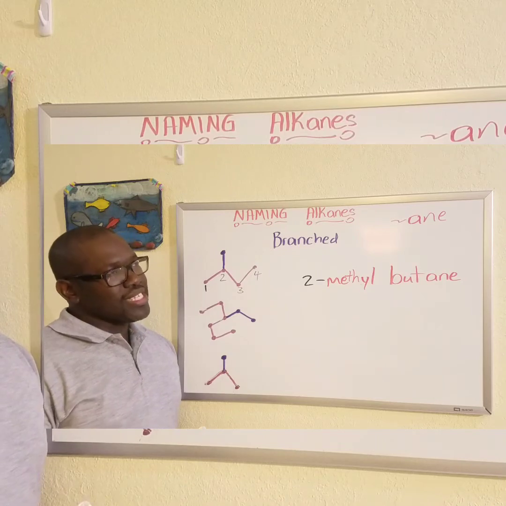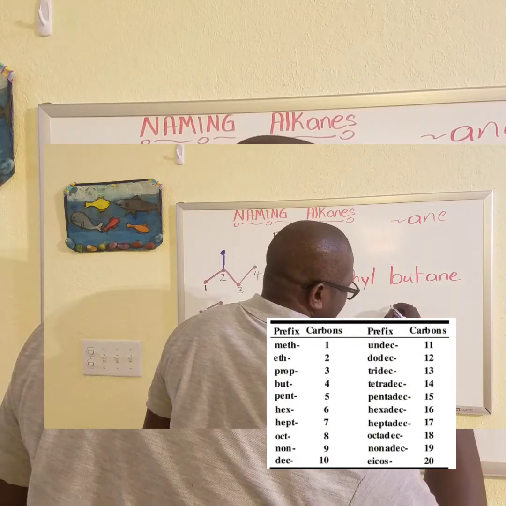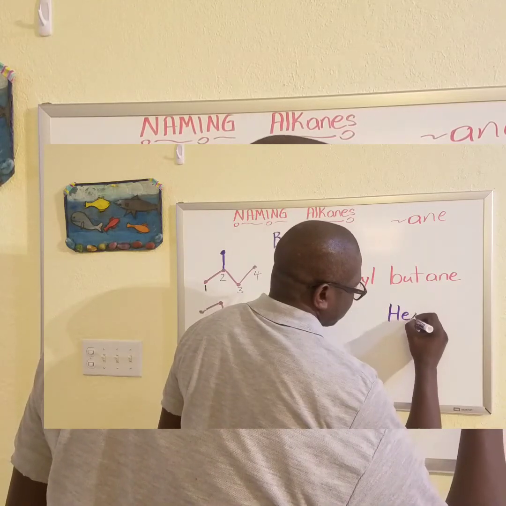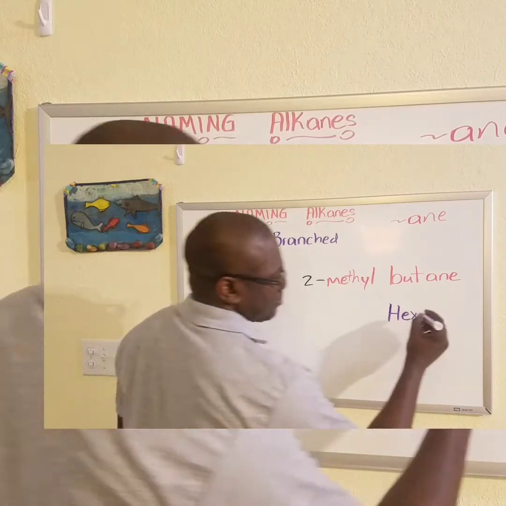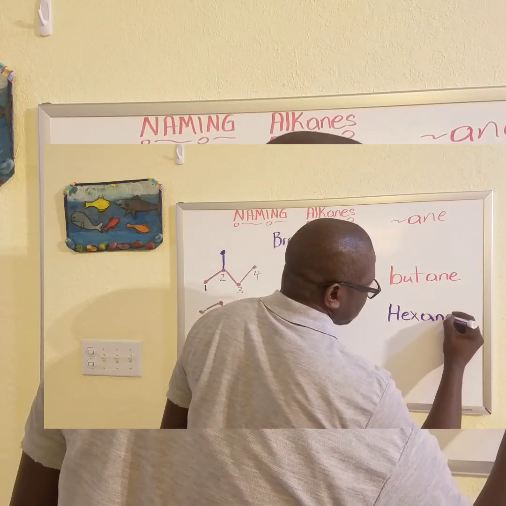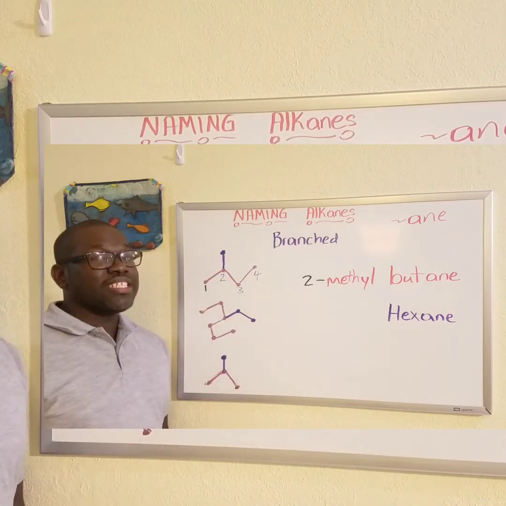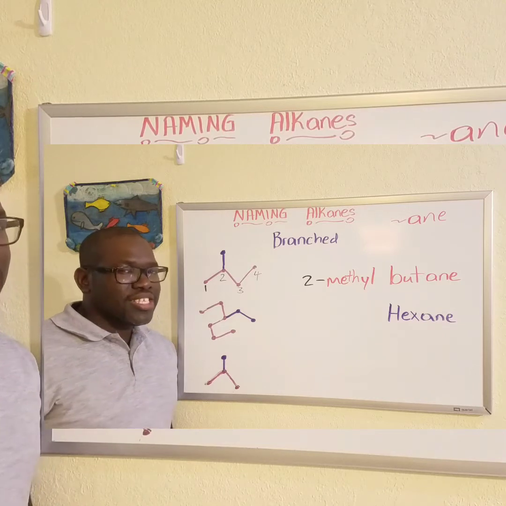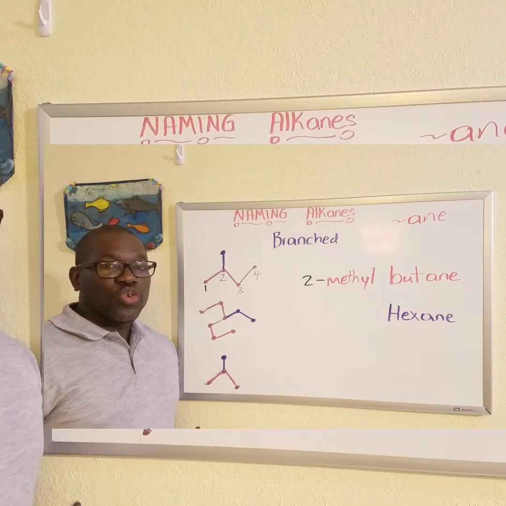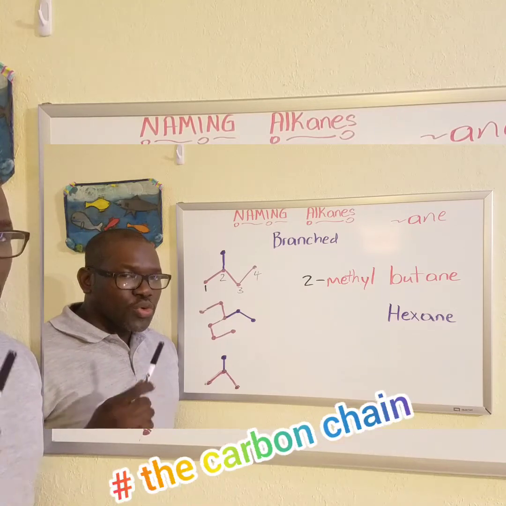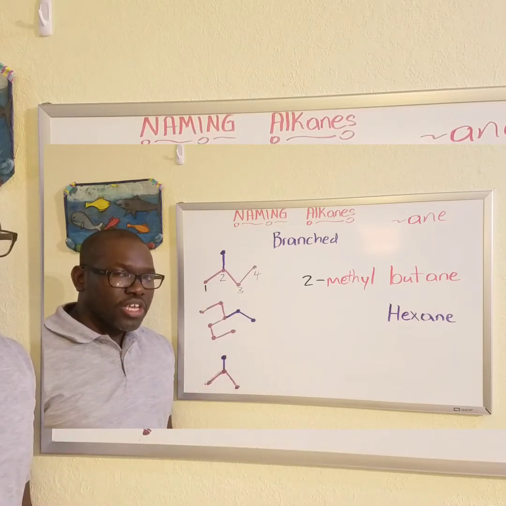And the prefix for 6 is hex. You've got it. And of course, we add the suffix "-ane". Okay, good. Now, this structure looks a little bit complex, but let's simplify it for you. So our next step would be to number our carbon chains so that our branch, which I've highlighted in purple, has the lowest possible number. So let us do that now.